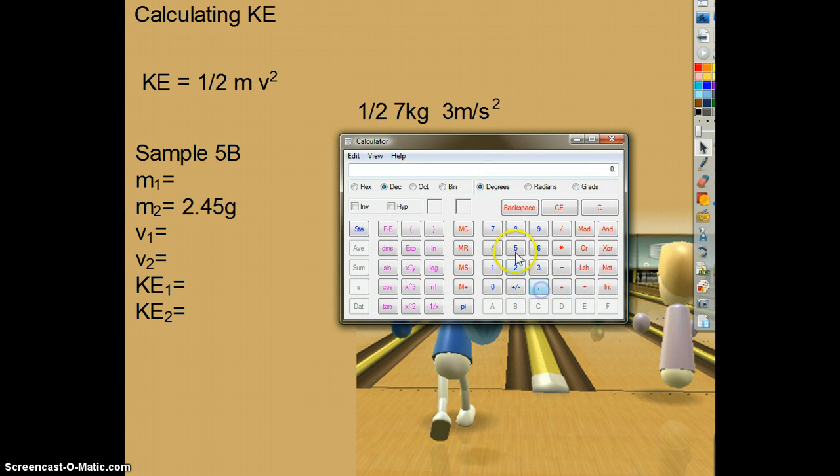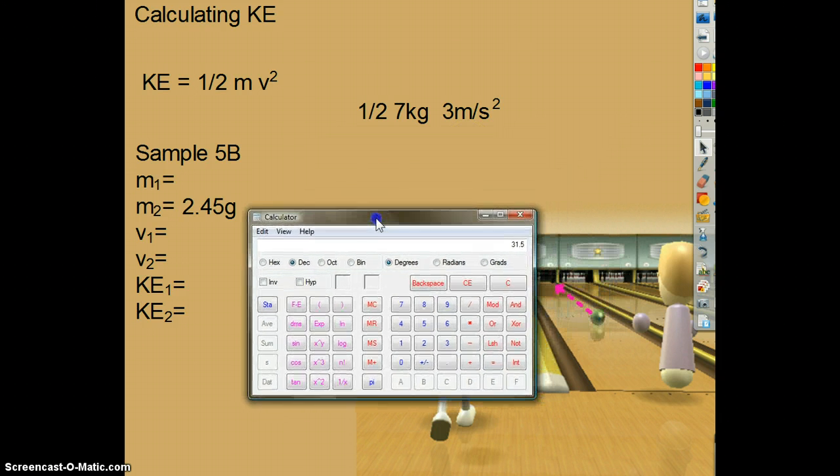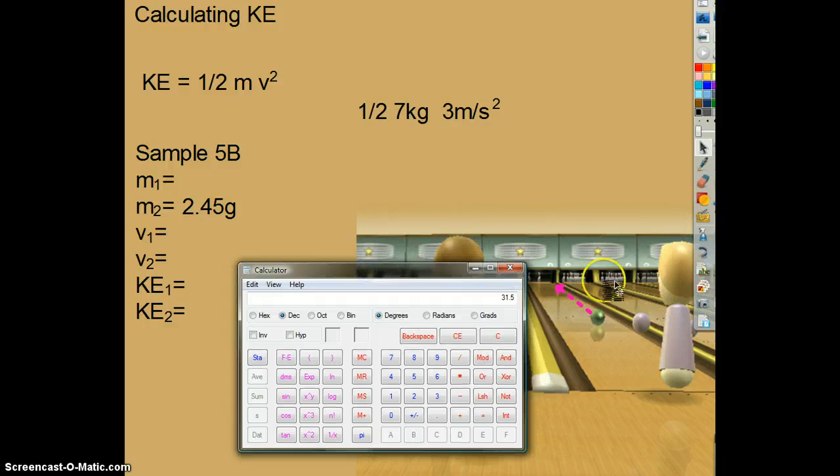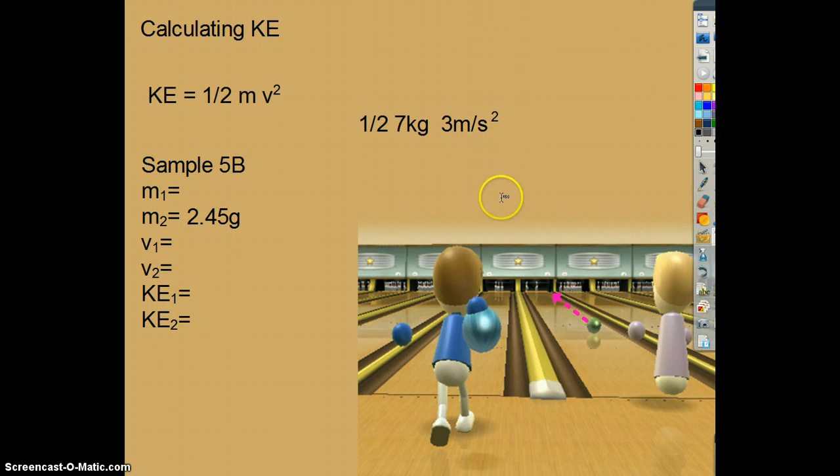Let's see. 0.5 times 7 times, I'm going to go 3 squared and say 9, equals. I have an answer on my calculator that may be hard for you to see, of 31.5 joules. There's our answer.